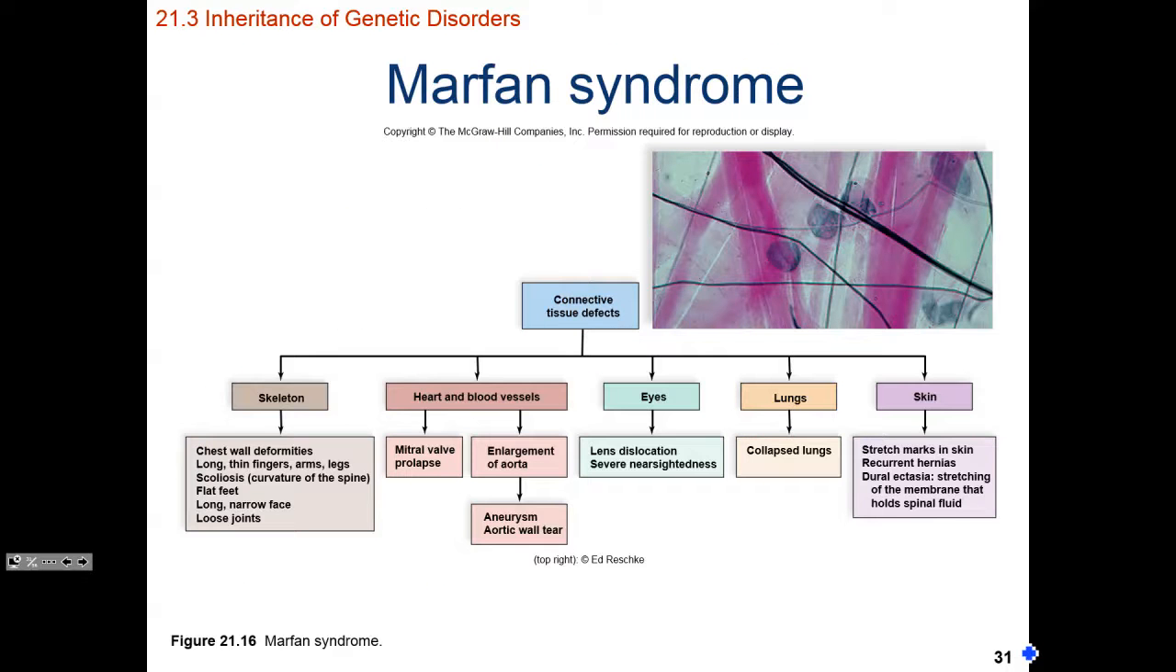So if we look at Marfan syndrome in particular, in summary, nothing works. But more specifically, the connective tissues that are needed for the skeleton to form don't form. So there's going to be skeletal issues. The connective tissues in the heart don't function properly. The connective tissues in the eyes, the lungs, and the skin all don't function appropriately.